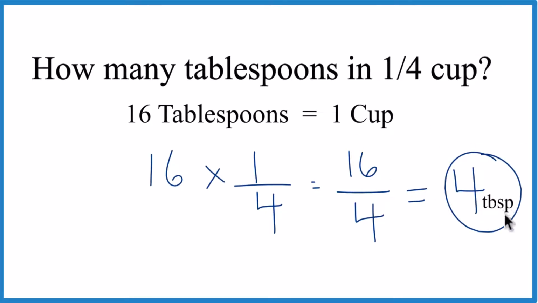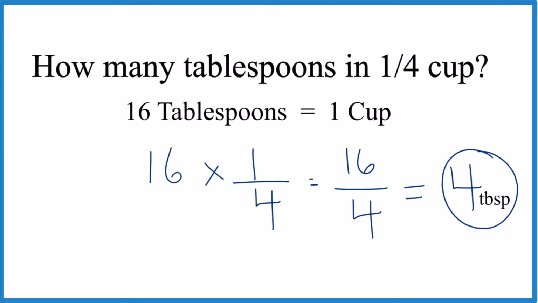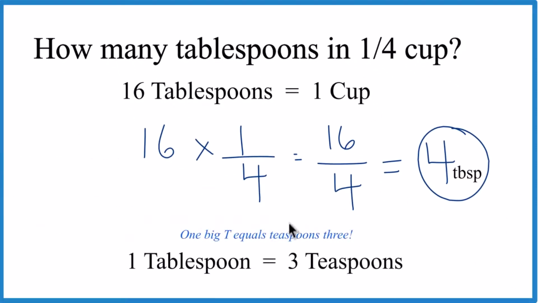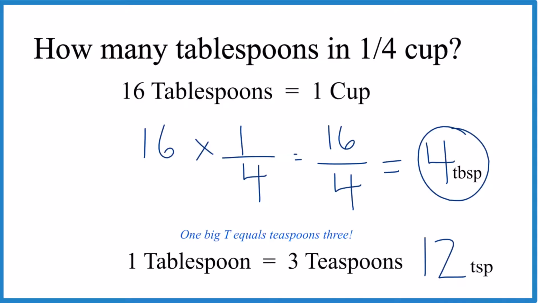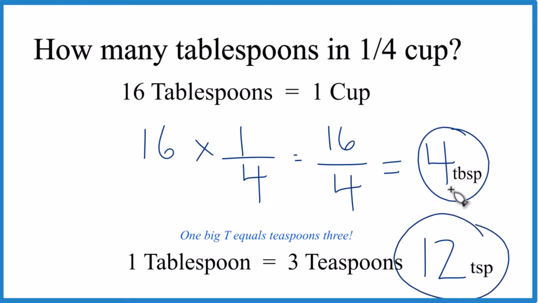So let's take 4 tablespoons and convert that to teaspoons, which is a bit easier. So to go from tablespoons to teaspoons, we're just going to multiply by 3. 1 big T, that's our tablespoon, equals 3 teaspoons. So we're just going to take 4 times 3. 4 times 3, that's 12. And what that means is that there are 12 teaspoons in 4 tablespoons.